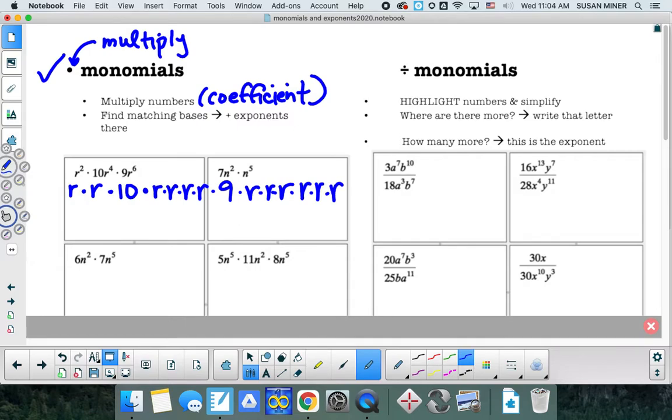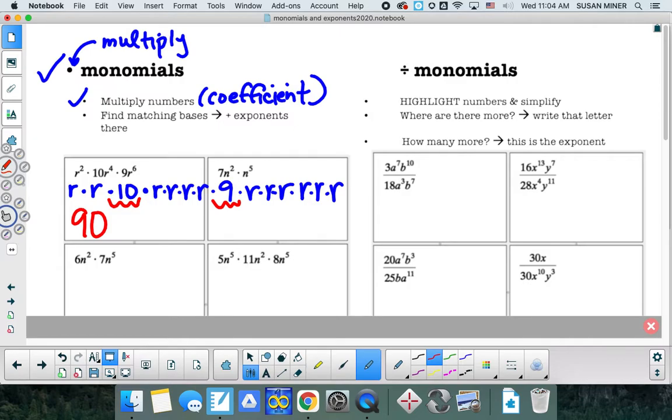And remember, the first thing that we always want to do is just multiply any plain numbers together. Well, I have 2 plain numbers in here. And I can just multiply those together because they're plain numbers. They follow the same rules as any other plain numbers that I multiplied together. 10 times 9 is 90. They're plain numbers. They follow plain number rules.